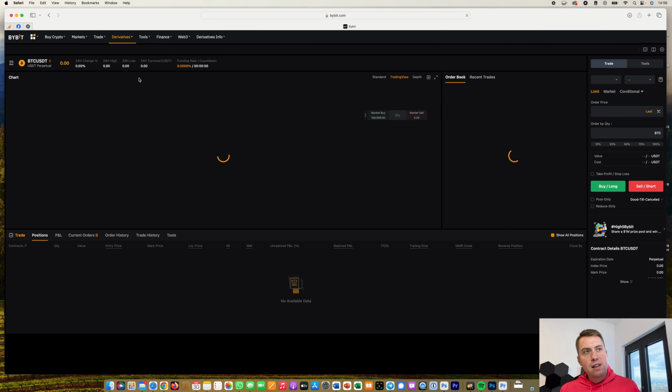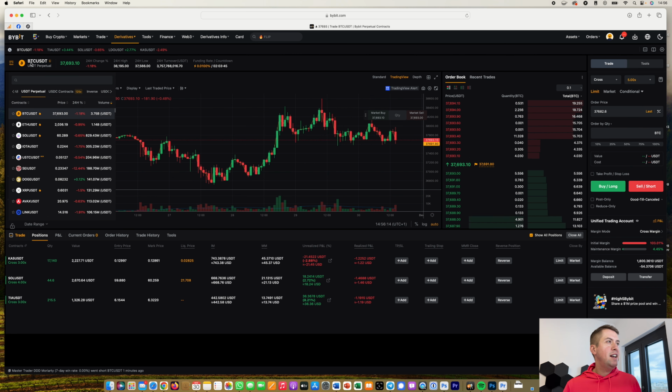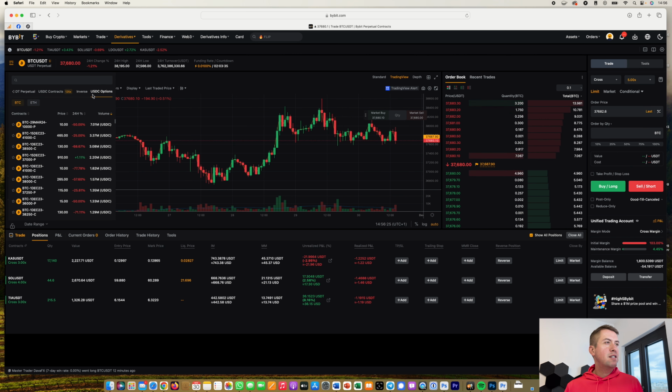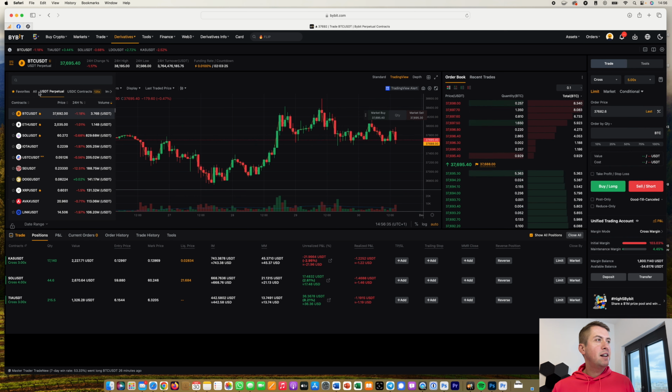Okay, let's have a look at the trading contracts. So first of all, there are several contracts you can trade. There are USDT perpetuals, USDC contracts, inverse contracts, and USDC options. Inverse basically means that you can use cryptocurrencies to back up your position. However, the most popular ones are actually USDT perpetuals.